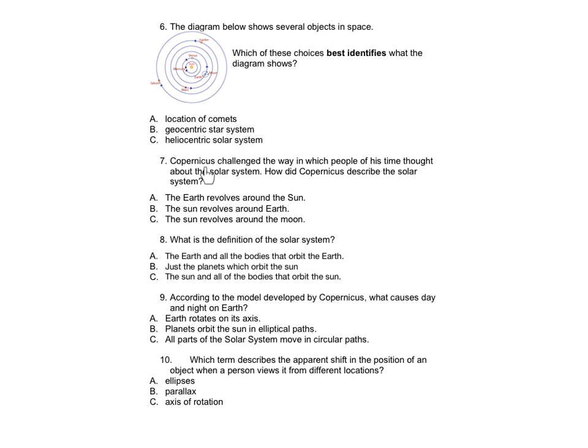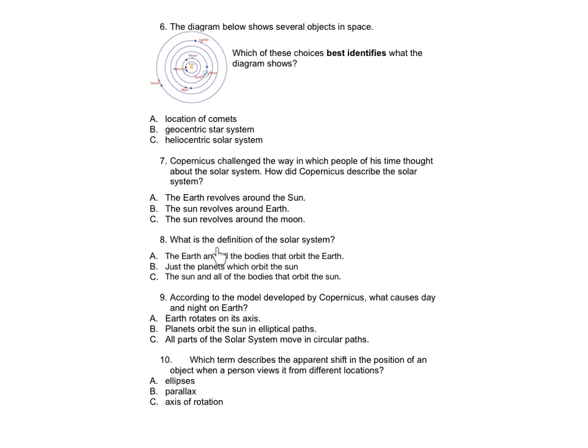Number 7. Copernicus challenged the way in which people of his time thought about the solar system. How did Copernicus describe the solar system? A. The Earth revolves around the Sun. B. The Sun revolves around the Earth. C. The Sun revolves around the Moon.